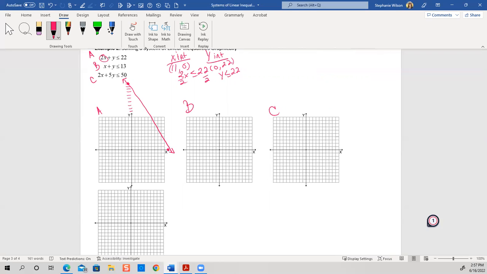Now we need to determine what points are true. It literally says it's less than. All points have to be less than that 22. If you're not sure, you can go ahead and pick points.